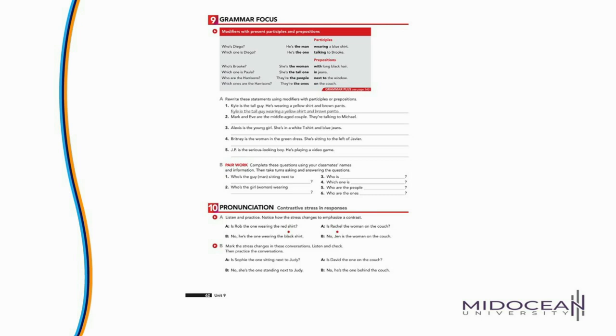Prepositions. Who's Brooke? She's the woman with long black hair. Which one is Paula? She's the tall one in jeans. Who are the Harrisons? They're the people next to the window. Which ones are the Harrisons? They're the ones on the couch.